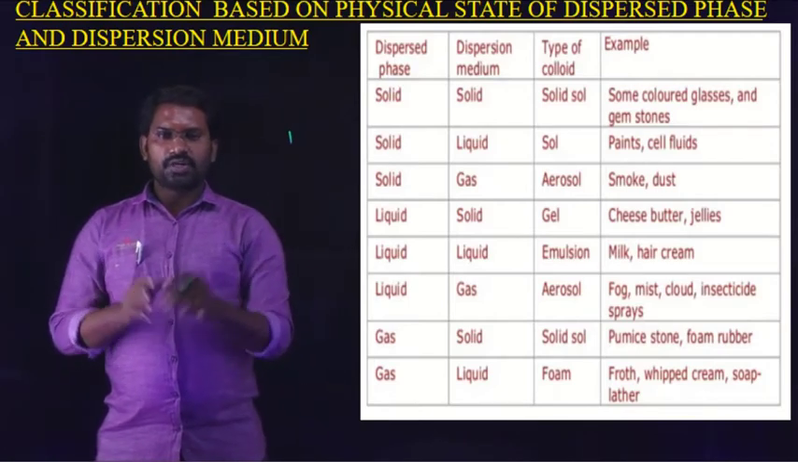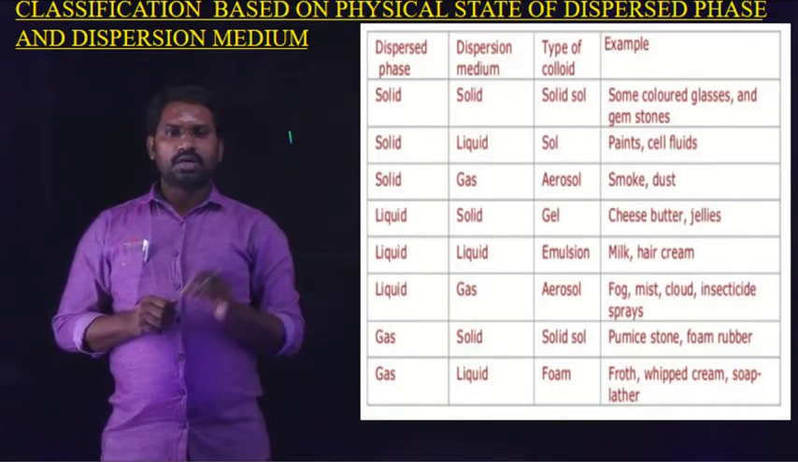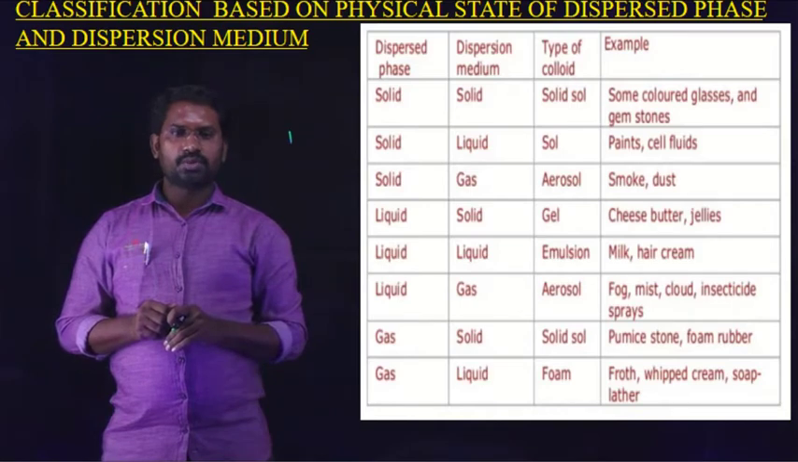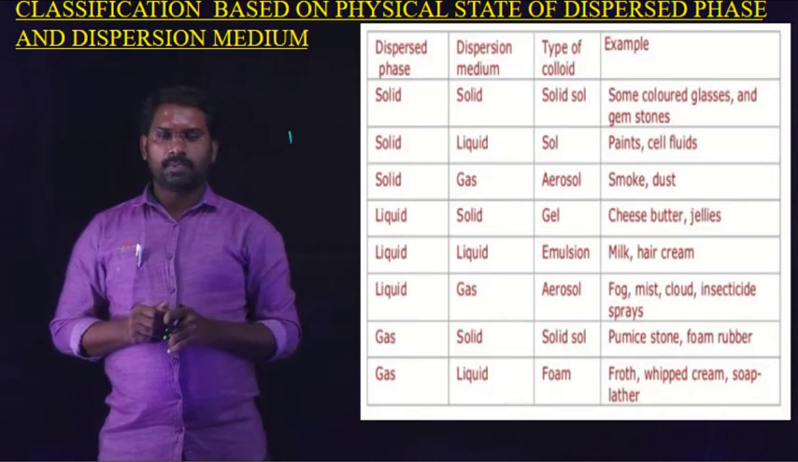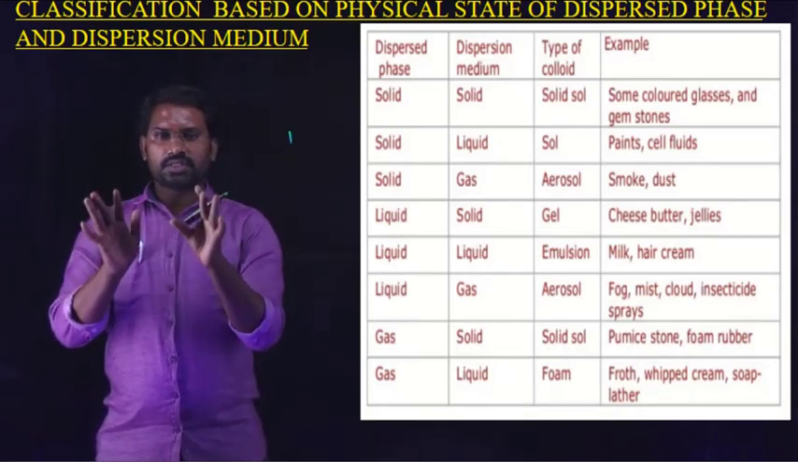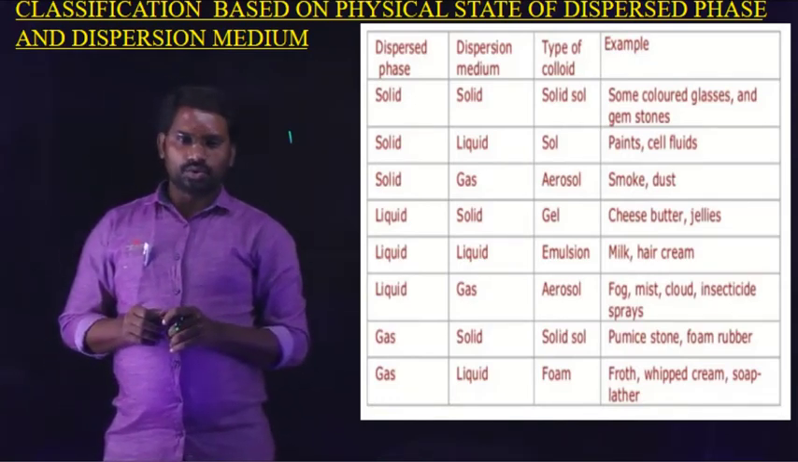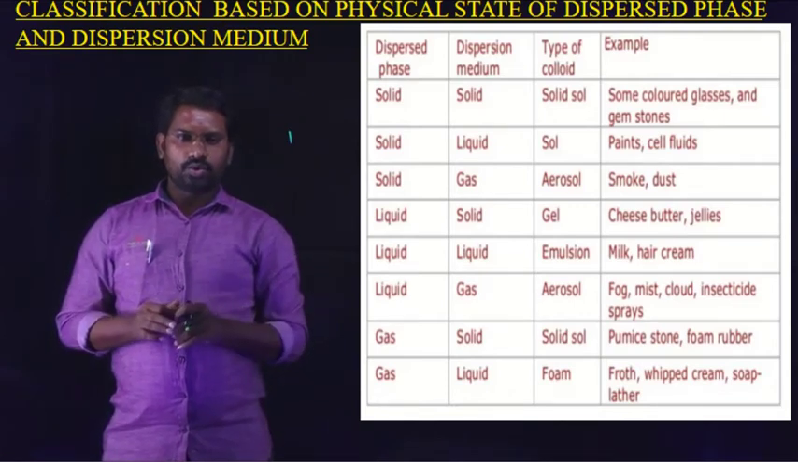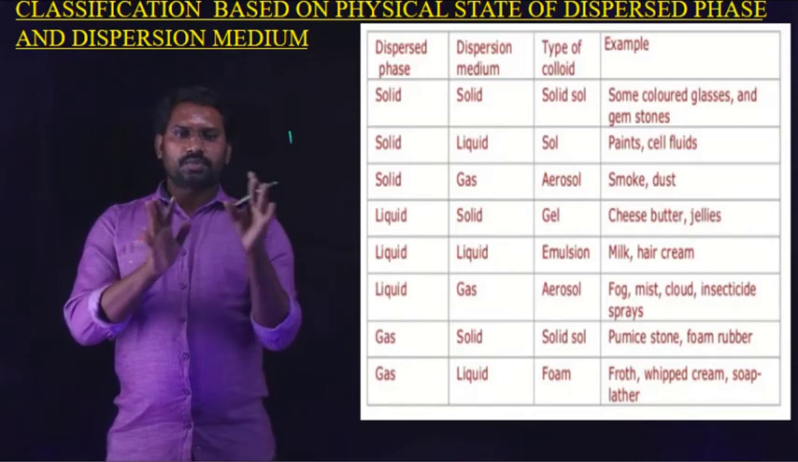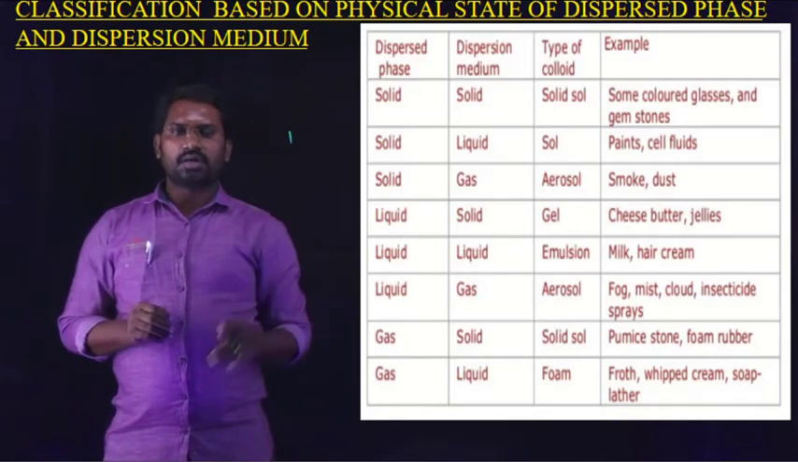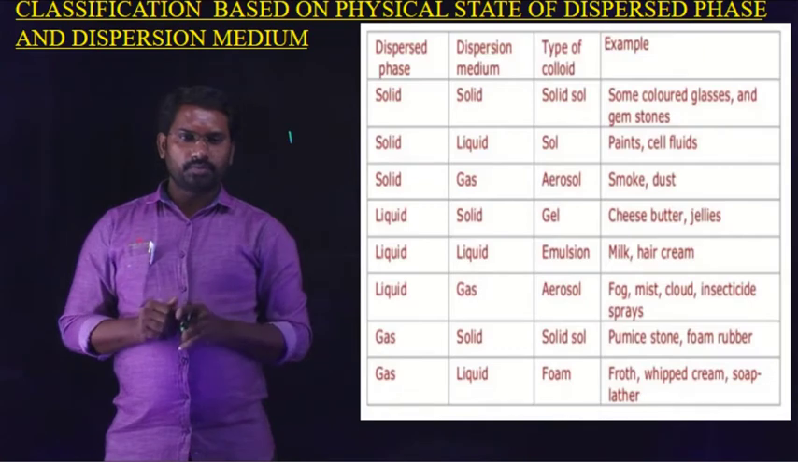Best examples are milk and hair creams. Next, if the dispersive phase is liquid and the dispersion medium is gas, such type of colloids are called aerosols. Examples are fog, mist, cloud, insecticides and sprays. Next, if the dispersive phase is gas and the dispersion medium is solid, such type of colloids are called solid sols. Best examples are pumice stone and foam rubber. And finally, if the dispersive phase is gas and the dispersion medium is liquid, such type of colloids are called foam. Best examples are froth, whipped cream and soap lather.